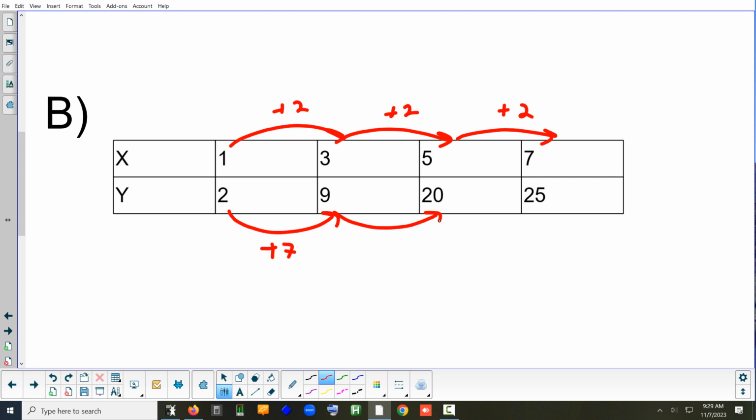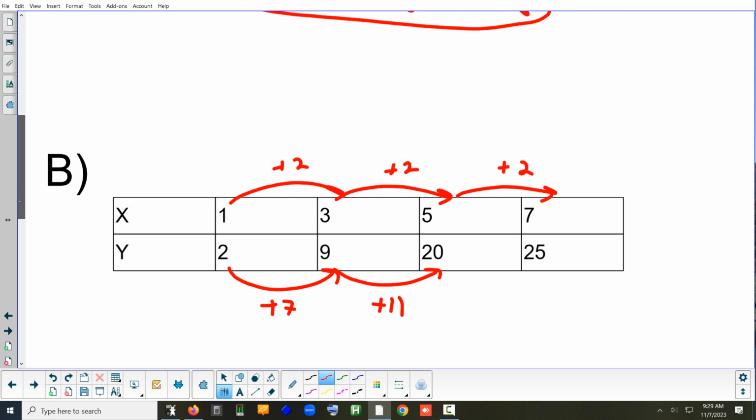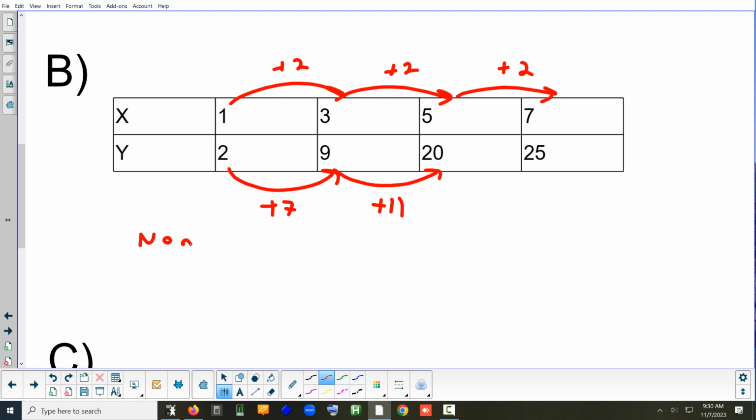How do you get from 9 to 20? You add 11. So we can stop. What do we already know? It's what? It's a nonlinear. This is a non-linear function because you did not add the same value in the y's. Okay, so non-linear function.